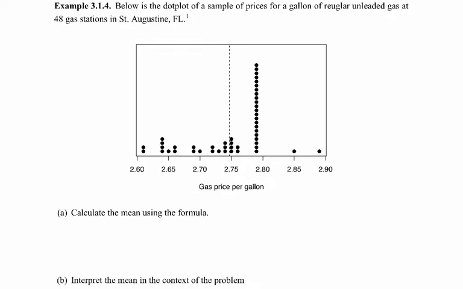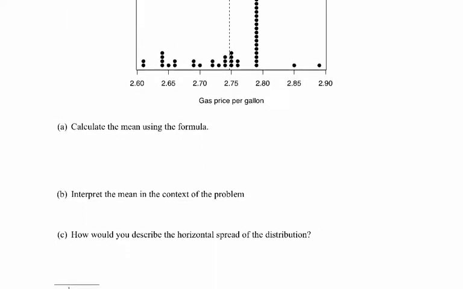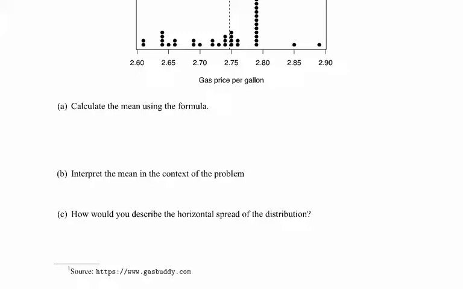It says, below is the dot plot of a sample of prices for a gallon of regular unleaded gas at 48 gas stations in St. Augustine, Florida. So we've got a dot plot here. This definitely does not look to me like it's symmetric data, but just for practice, they're saying calculate the mean using the formula. And I'm going to do this quickly here because I'm going to skip the details. I just want you to see what the mean is. But here's what we end up with. We would have X bar is equal to, these first two dots are $2.61 plus another $2.61.